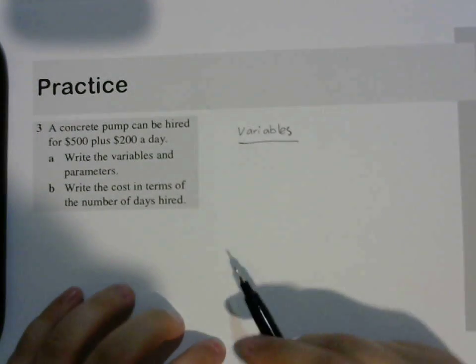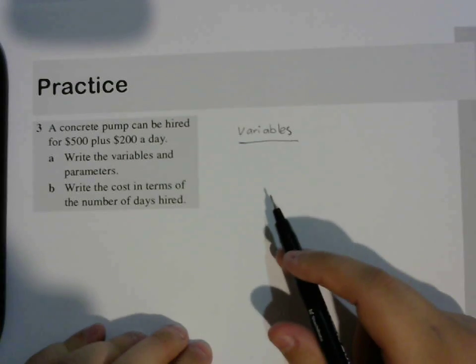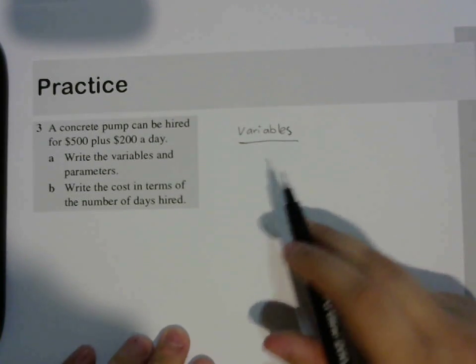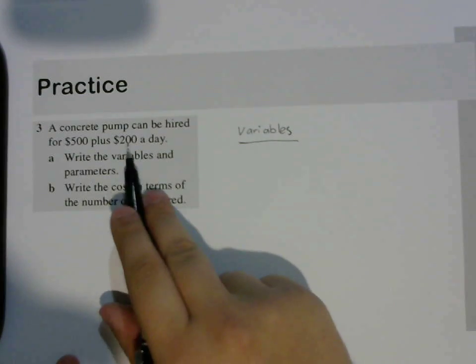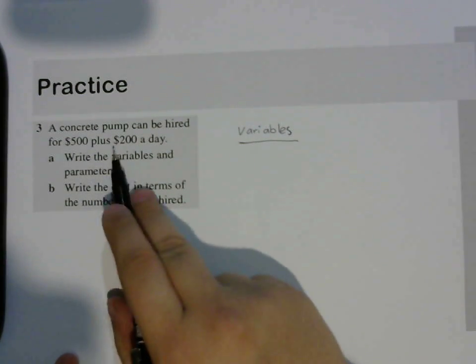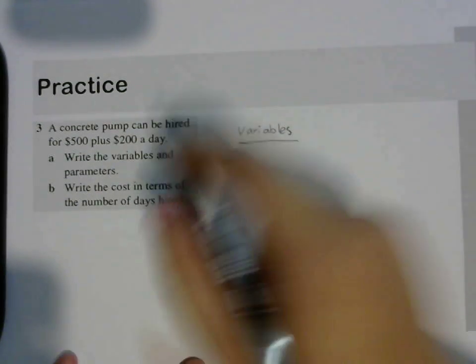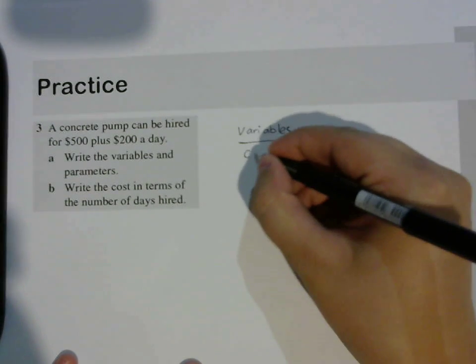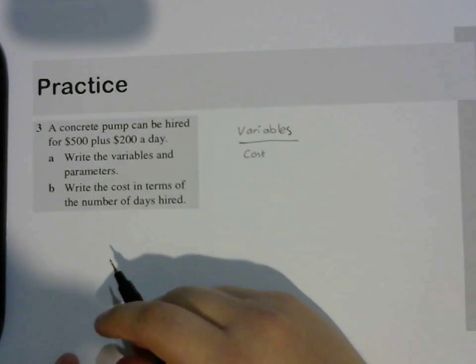And in this problem we can see two variables. The first variable is the one that we're trying to find, and we can see that we've got $500, we've got $200, they're all some kind of money value, they're all cost. So one of my variables is going to be the cost. So how much is it going to cost me to hire this concrete pump?